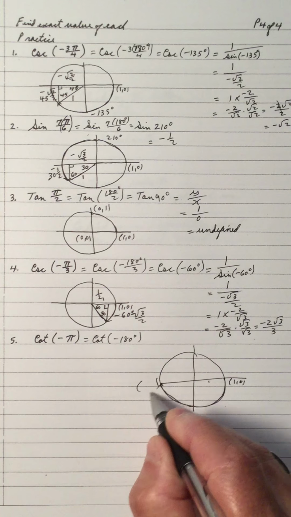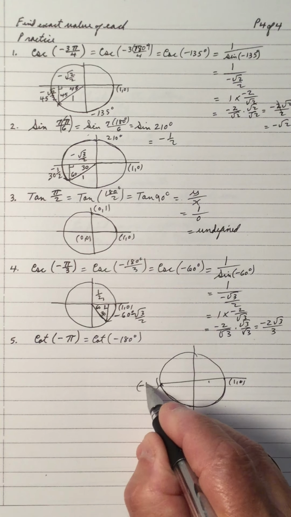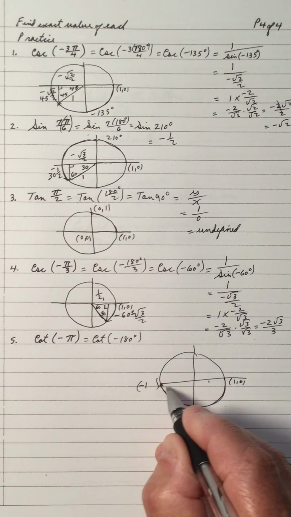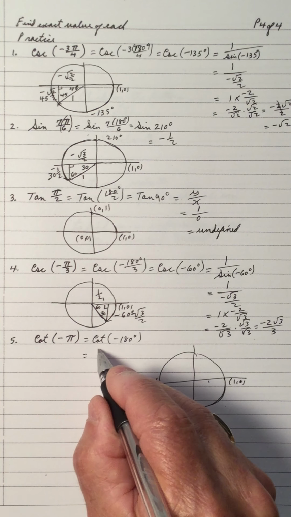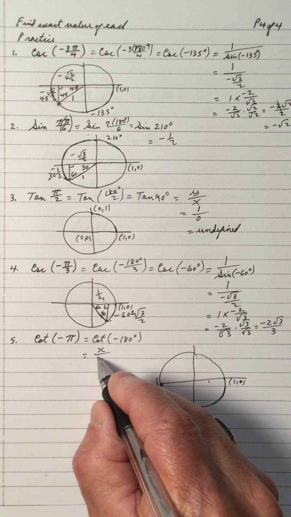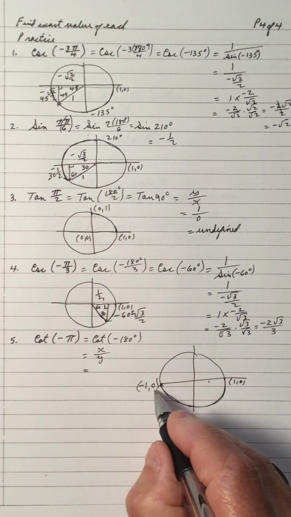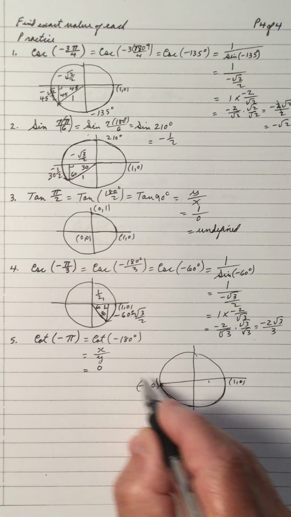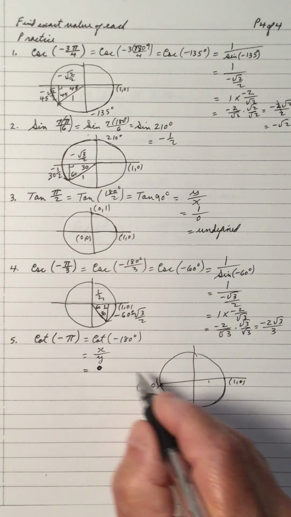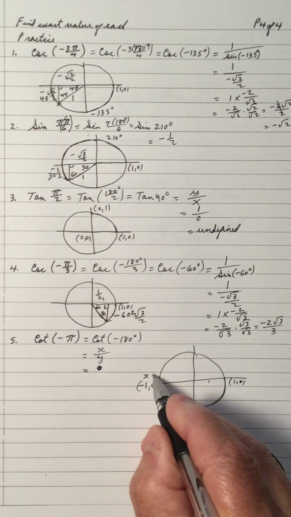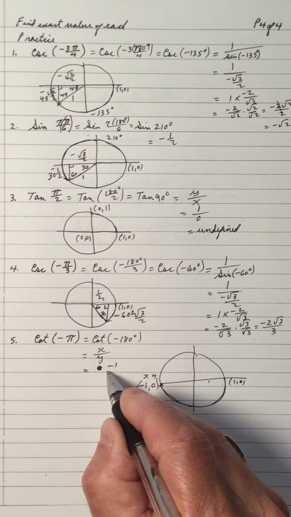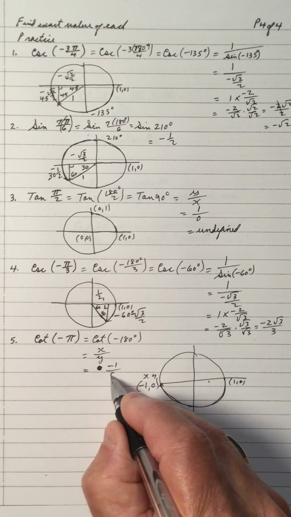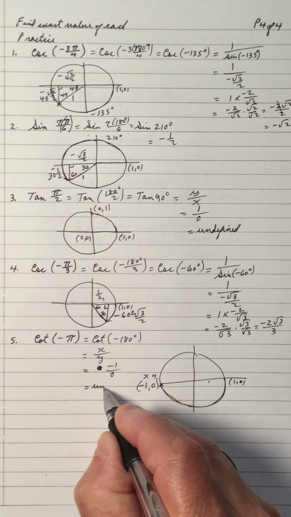So this point right here, x is negative 1, y is 0. So tan is the y over the x, so the cot is the x over the y. Sorry, my mistake. I better be careful. So the x is negative 1, and the y is 0. Again, undefined.